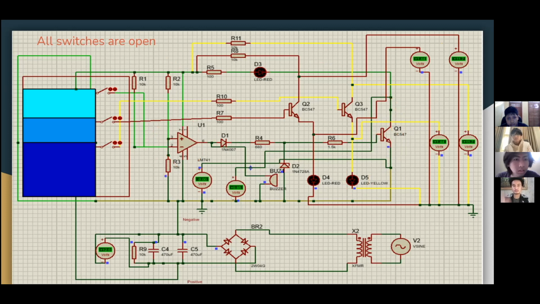Okay, next is the diode. Diode D1 is located at the output of the op-amp. It is used to make sure that the current that flows in the output is positive. If it's negative, it will break the circuit. As for Zener diode D2, it is a special diode designed to allow current to flow back at a certain set reverse voltage, so it can be used as a voltage regulator.